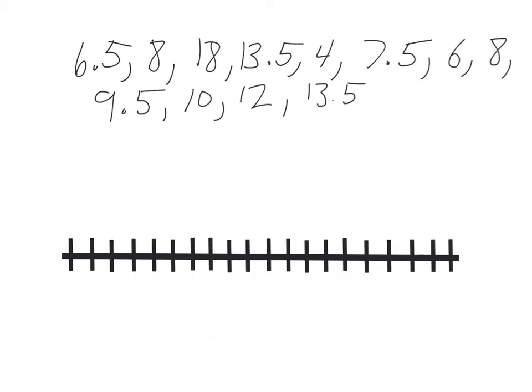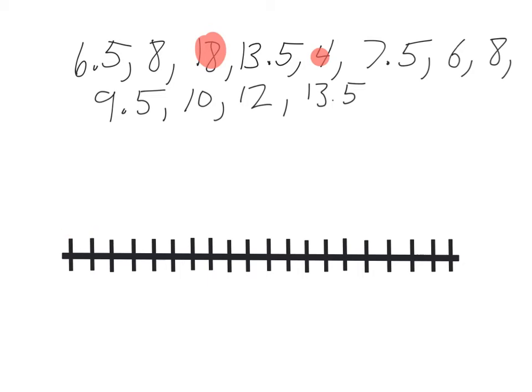Here we have another set of data. And again, my first job is to find the smallest and the largest number. So I can see that I have 4 and 18, and I need to see what I'm going to be counting by. And here I can see that I have halves. So counting by ones is going to make it difficult to plot all of my data. So I'm going to see if I can count by halves and fit the data.